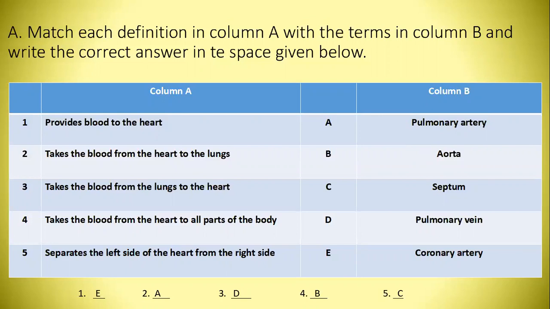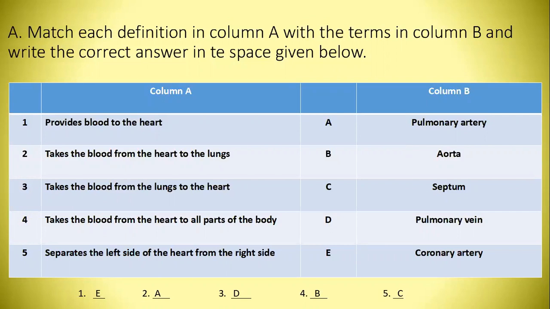Takes the blood from the heart to the lungs. It's option A, pulmonary artery. Takes the blood from the lungs to the heart. It's option D, pulmonary vein.